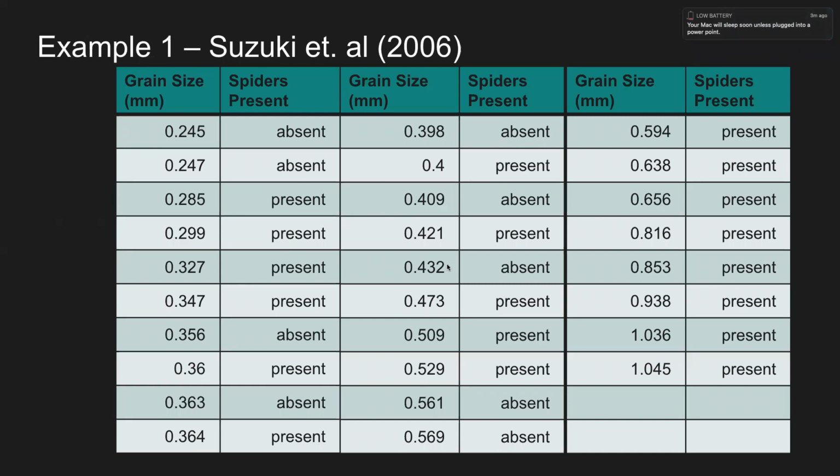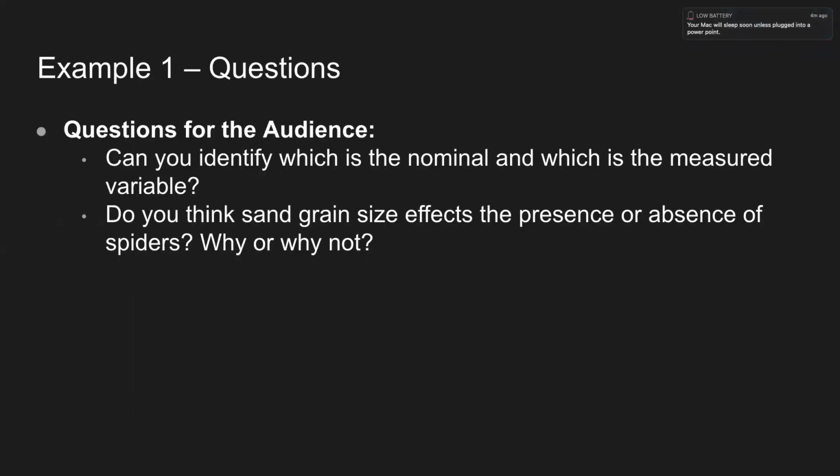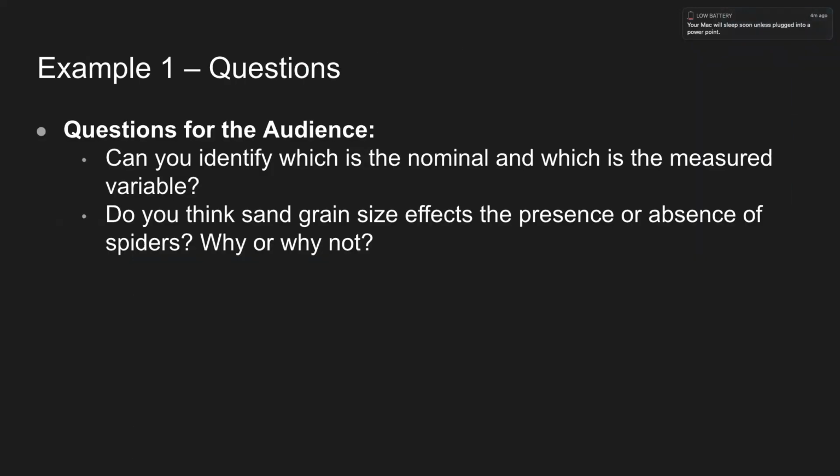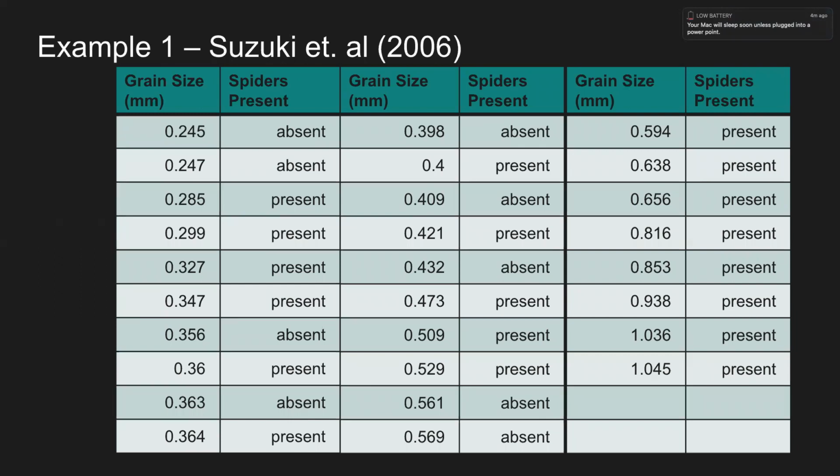Based on this raw data set, you might not be able to answer the questions, but just give it a go. The questions ask which of these variables is the nominal one, grain size or spiders present, and which one is the measured one. And do you predict that the sand grain size would affect the presence or absence of the spiders, and why do you think that? I'll give you guys about 30 seconds to come up with an answer, and then I'll explain it. This is the data set.